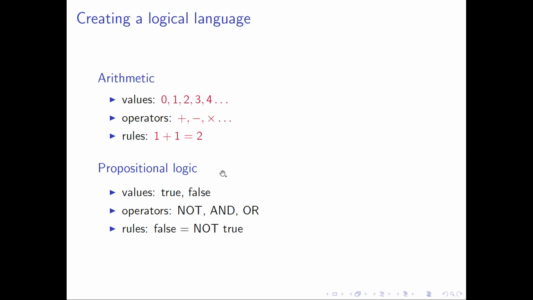Our operations include very sort of logical connective sort of things. So you've got not, and, or. These are examples of operators. And similarly to arithmetic, there's also rules that arise when you combine values and operators. So if we have false, we know that is equal to something being not true.